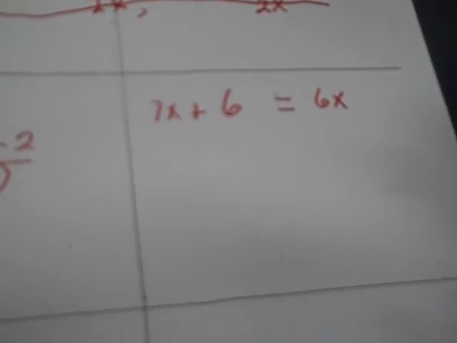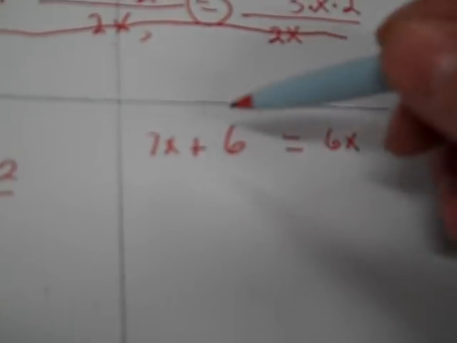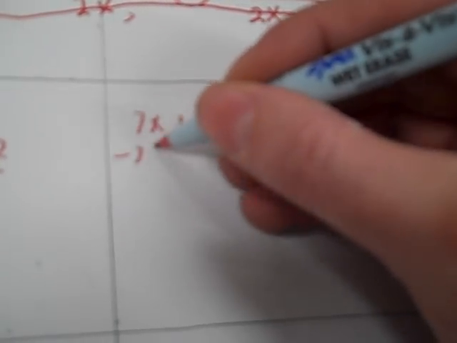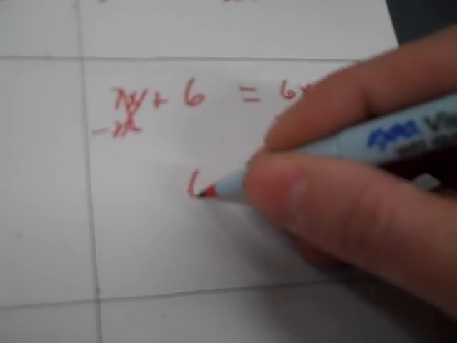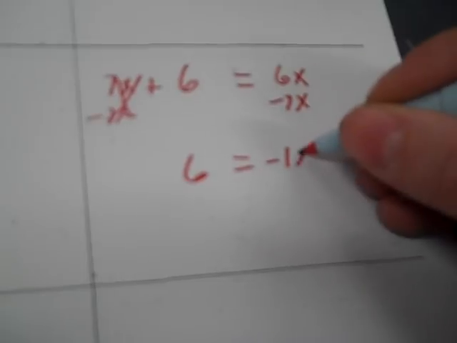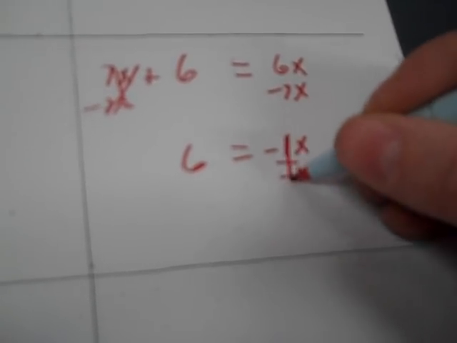Okay? So there's still only one answer, and the x's are like terms, so we just get them on the same side. So I have 6, and then negative 1x. So I divide by negative 1, and 6 divided by negative 1 is negative 6.